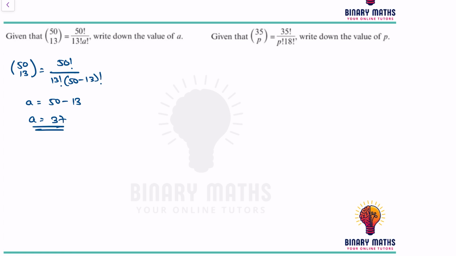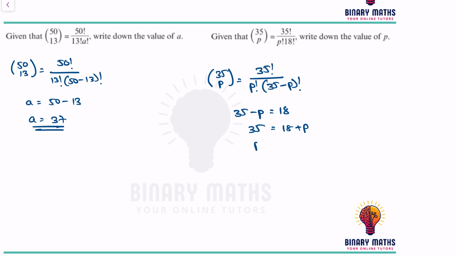Okay, so the next one is 35 choose p is equal to 35 factorial over p factorial, 18 factorial. Write down the value of p. So I've got 35 choose p. By using the formula, that's the same thing as 35 factorial over p factorial and then 35 take away p factorial, which means that 35 minus p must be equal to 18, which means 35 must be equal to 18 plus p, which means p must be equal to 35 minus 18, which means p is 17.